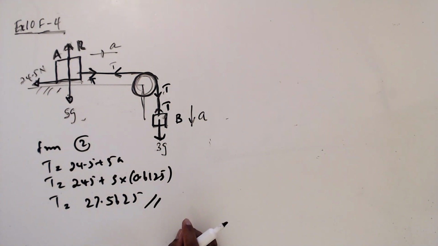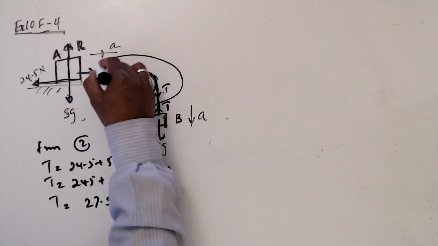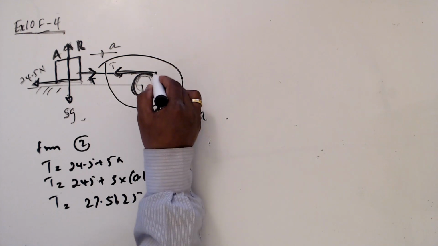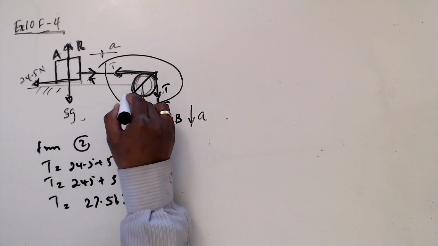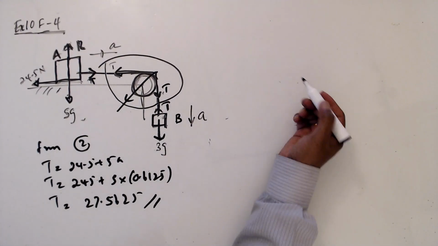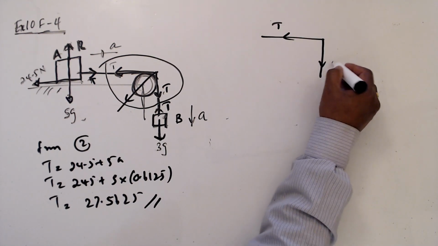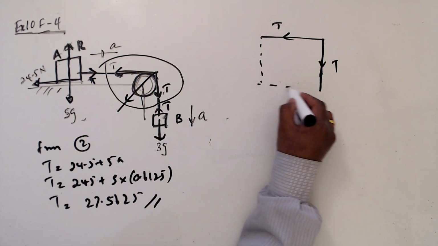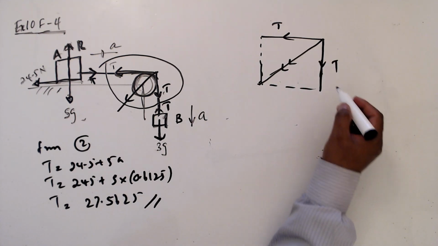Part D, magnitude of the force exerted on the pulley by the string. So then we have to consider this system. We can see that here is T and this one here is T. So we can see that there are two forces, so the resultant force is somewhere here. This is T and this is T, so both have the same magnitude. You can come from any direction.